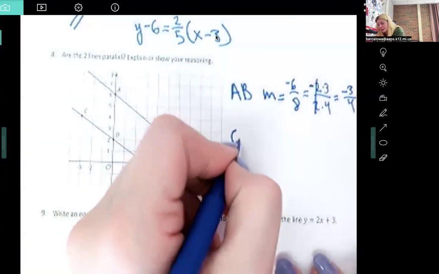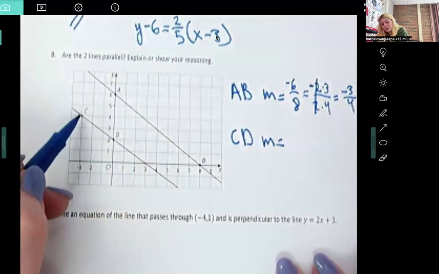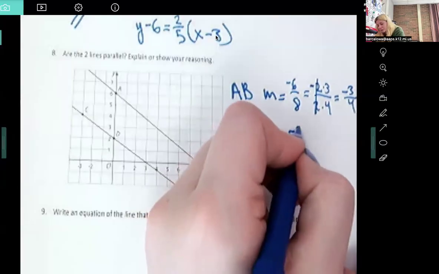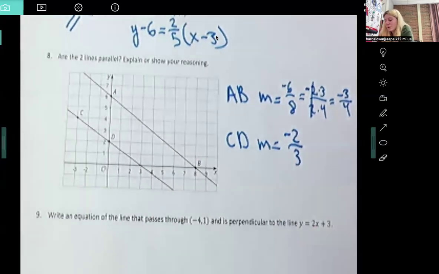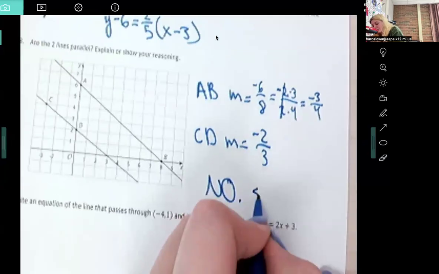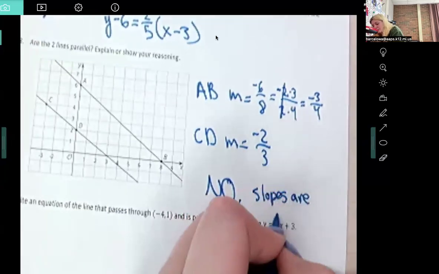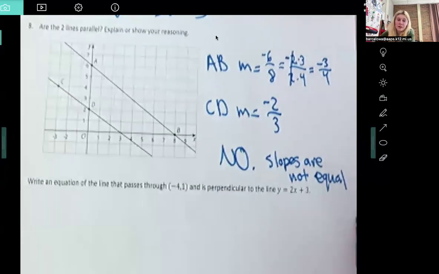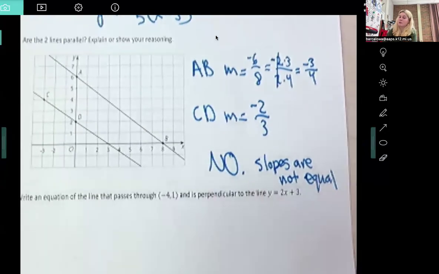And then CD, down 2, right 3. 1, 2, 1, 2, 3. So down 2, right 3. So moral of the story here is you cannot ever use what I call the looks like it theorem. I can't be like, yeah, it looks like it, so it must be true. No, mathematically, I got two different slopes here. Okay, so no. Slopes are different. Slopes are not equal. If the slopes are equal, then the lines are parallel. If the lines are parallel, then the slopes are equal.